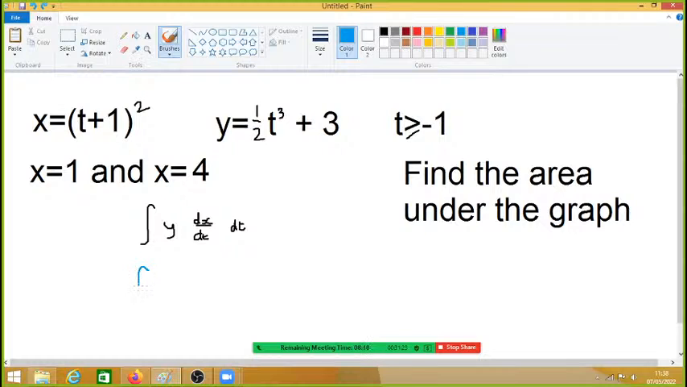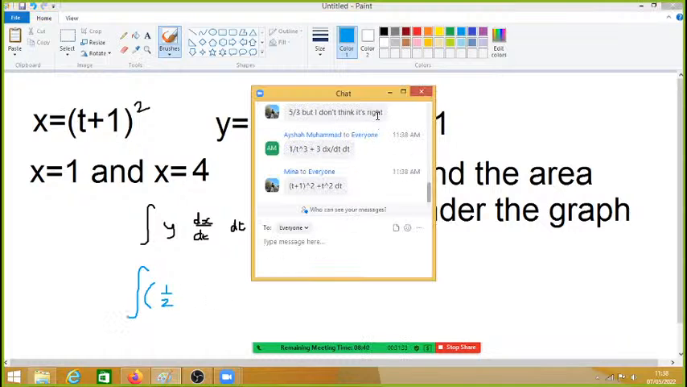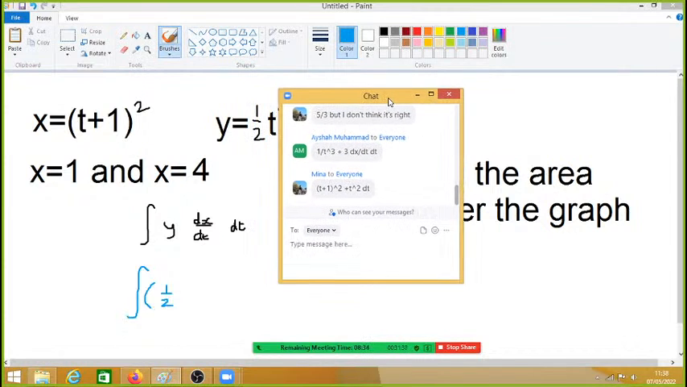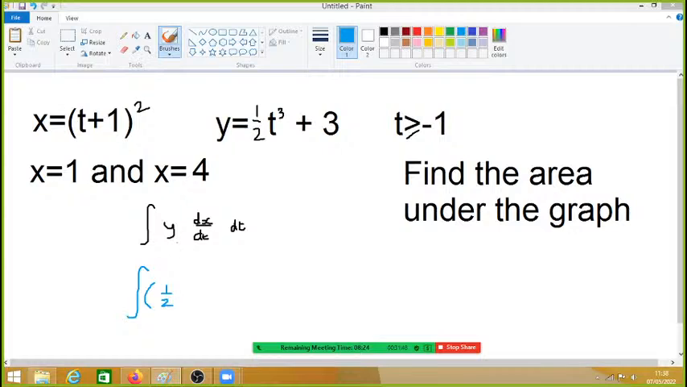Should be starting with something like the integral of, and then in brackets, half. See if you can finish it off. So integral of half t cubed plus 3, t plus 1 squared plus t squared. Okay, so that's the bit that you need to get right. So the y just gets swapped for half t cubed plus 3. Nothing more, nothing less. So in brackets, half t cubed plus 3. We need the brackets there because we're then going to be timesing by the next bit.